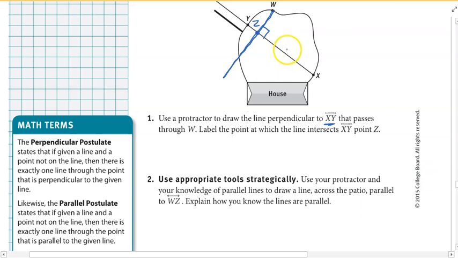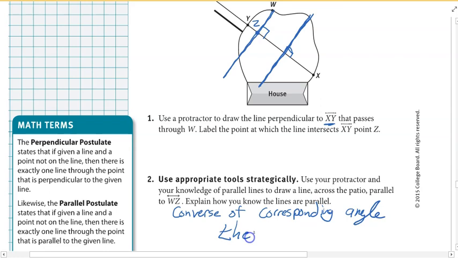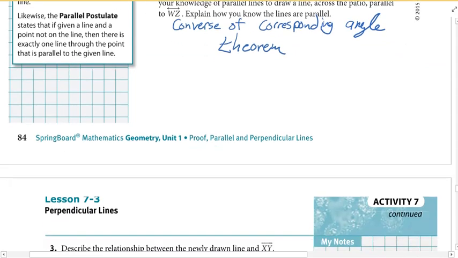If I measure another 90-degree angle right here, what I'll end up getting is actually corresponding angles that are congruent. And when you have corresponding angles that are congruent, it proves that the lines have to be parallel to each other. So using corresponding angles, I use the converse of the corresponding angle theorem. All right, so I do know those lines have to be parallel to each other.